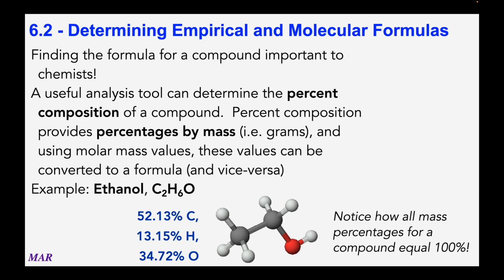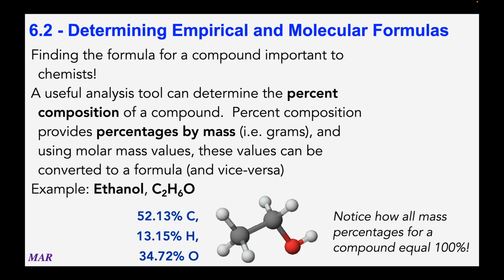Now, a couple of things about this. First of all, notice that if you have the percentages of all the different elements in a compound, they should equal 100%, or by sig figs be pretty close to 100%. Second thing is that a formula is a mole-based ratio. So in a formula, C2H6O, that's 2 moles of carbon for every 6 moles of hydrogen for every 1 mole of oxygen. It's not the mass values, like it's not 52.13 grams of carbon for a formula. We have 2 moles. So formulas are based on moles, and percentages are usually based on mass.